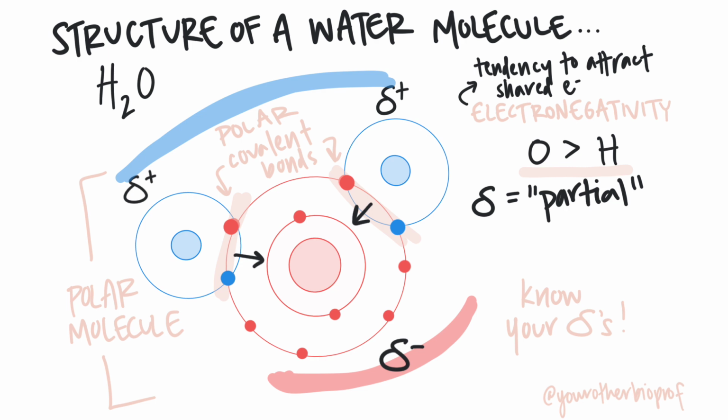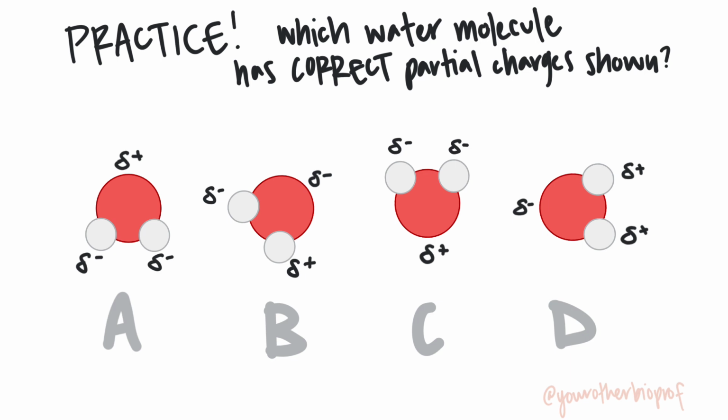So let's do a little bit of practice to make sure that all of this is sinking in. I've drawn up 4 different water molecules. They look a little bit different from what we just saw, but there's a lot of ways to draw water, so you should be prepared to see different types. We've got 4 water molecules. I've thrown some partial charges on these water molecules. Only one is correct. Which one? Pause the video and take a look.